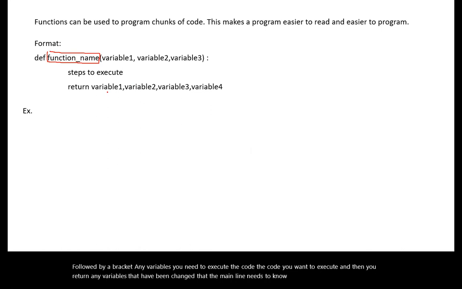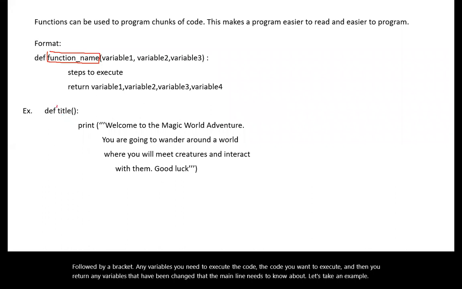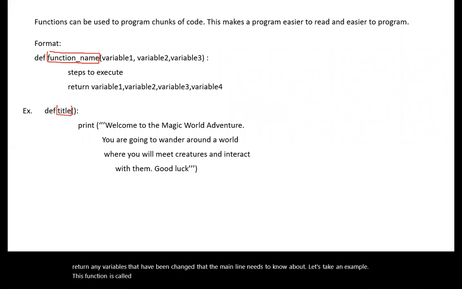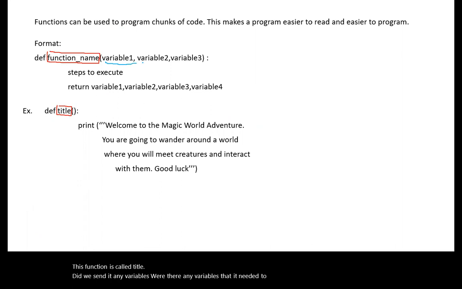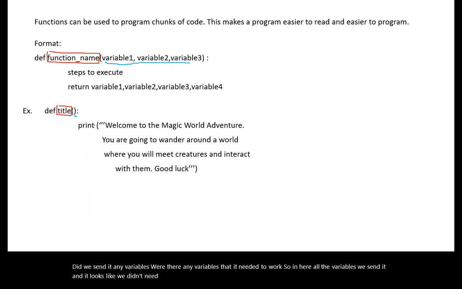Let's take an example. This function is called title. Did we send it any variables? Were there any variables that it needed to work? So in here are all the variables we send it, and it looks like we didn't need any. And why didn't we need any? Because our code was quite straightforward. It just tells you it's a title page for a game and it tells you how it works. You'll notice we're not returning anything because we didn't do anything with any variables. So this is a very basic function. They're going to get more complicated.